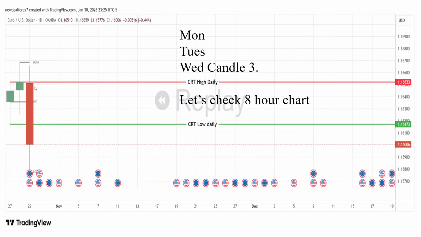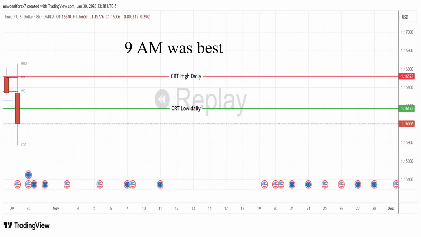All right, next example, we got another short. So we have day 1, day 2, and day 3. This is Monday, Tuesday, Wednesday. So we're trading the Wednesday candle 3. So let's see which 8-hour chart was best. In this case, it would have been 9 a.m. But there is a catch with this.